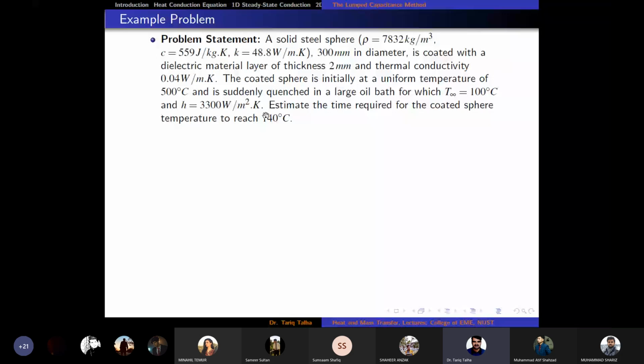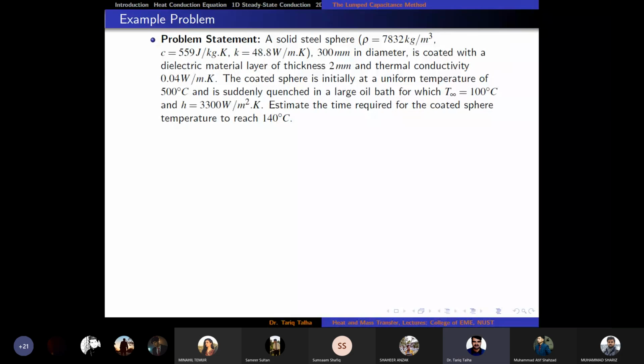So now we have got one additional resistance in addition to the convection resistance. For the dielectric material we have got conduction resistance, which is L upon kA. L value here is 2 mm, because that is the thickness of that dielectric material. K value is given, and then area we can calculate from here.